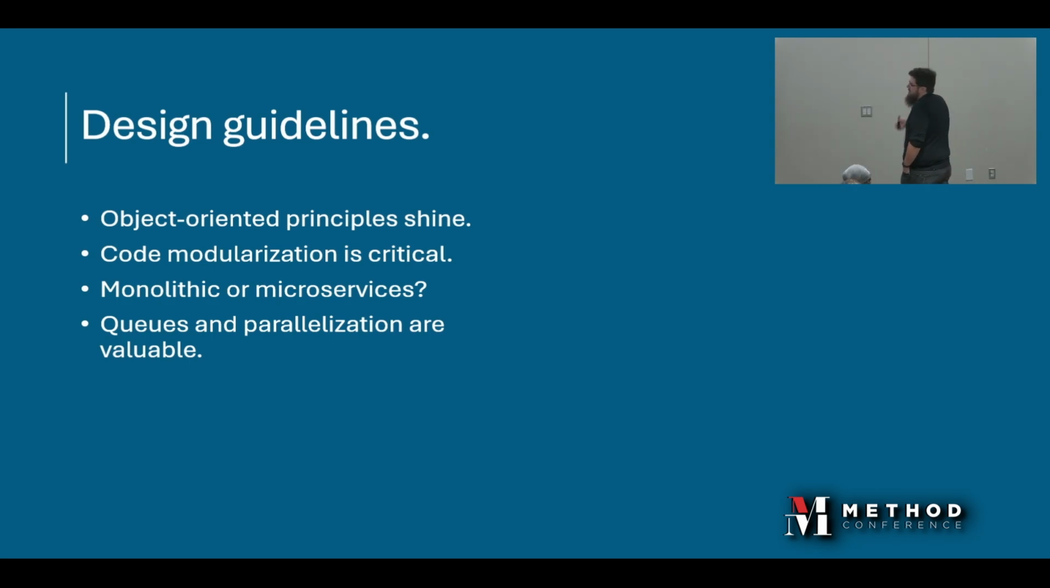And again, do you want a monolithic or microservice approach? This is the flavor of your organization or your personal development style, but still important questions to consider, right? What we found is that queues and parallelization are really valuable.